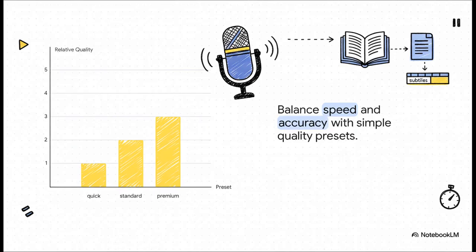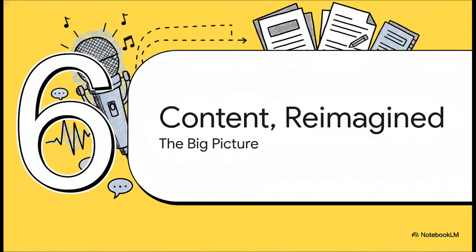The tool also gives you control over that classic trade-off between speed and accuracy with these simple quality presets. The quick setting is perfect for when you just need a fast test. Standard gives you a really nice balance. And premium, well, that uses the biggest, most powerful model for the highest possible quality when the final result is all that matters.